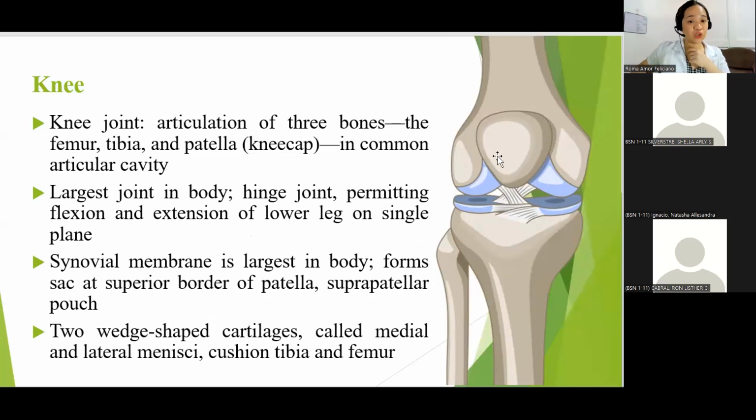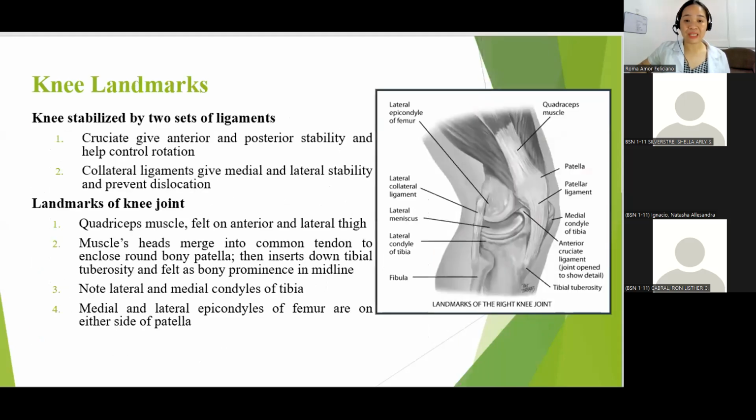What is the largest joint in the body? That is your knee. The largest joint in your body is your knee. The hinge joint permits flexion and extension of the lower leg on a single plane. The synovial membrane is the largest in the body, forms a sac at the superior border of the patella, the suprapatellar pouch, and so on. You also have your knee landmarks.